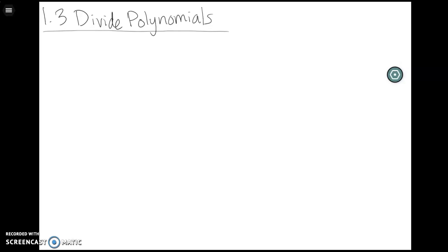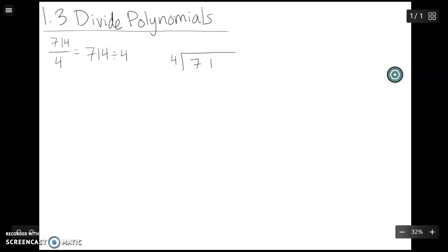So say I give you this problem, 714 divided by 4. That's the same thing as 714 divided by 4. It's also the same thing as 4 on the outside, 7, 14. So usually I know what you would do right now is you'd plug this into your calculator, figure out what it is, and you'd walk away with a nice decimal. We are going to review long division because we can't use our calculators to do long division of polynomials. So let's run through a brief review of this.